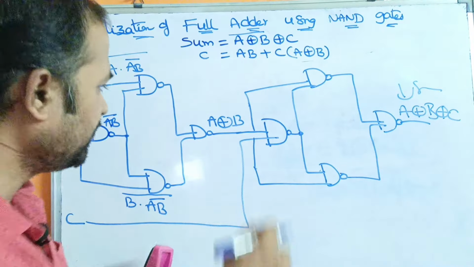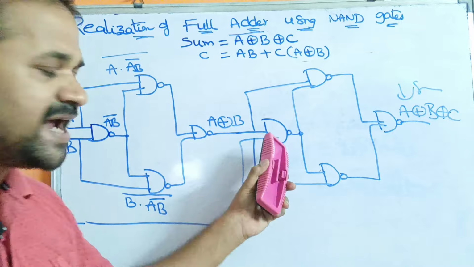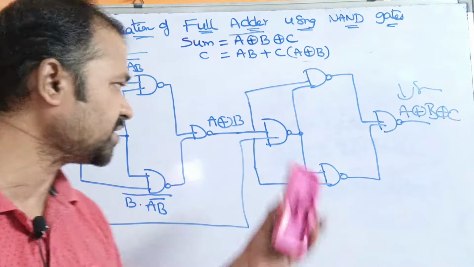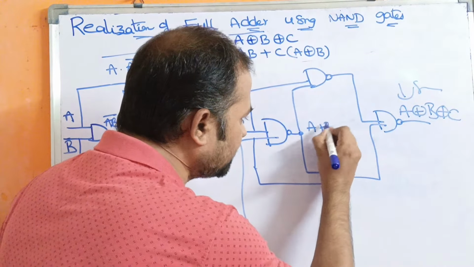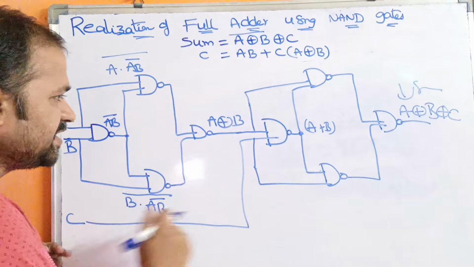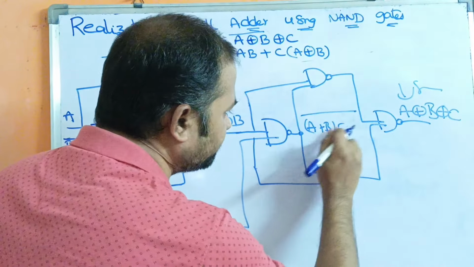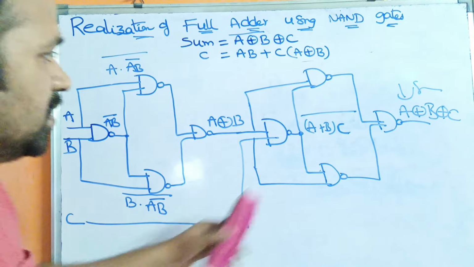Okay. So now let us see what is the output of this NAND gate. This NAND gate will produce AB whole bar as the input. Here, what is the first input? A exclusive OR B is the first input, whereas the second input is C bar. So this is A, this is B, AB whole bar. Okay, now the sum is over.